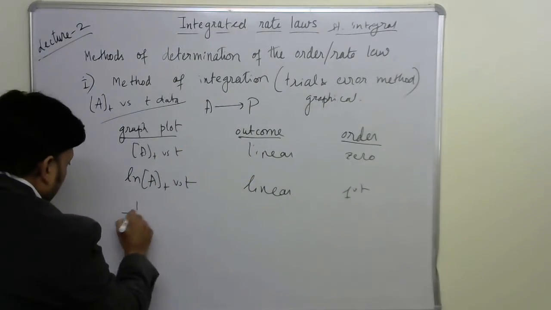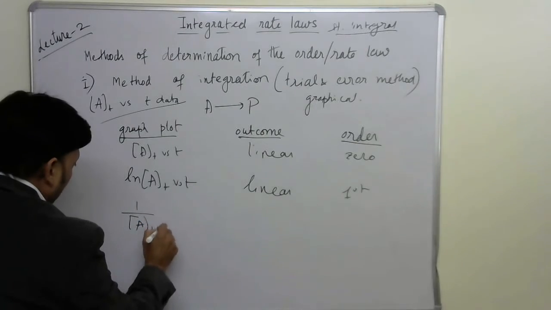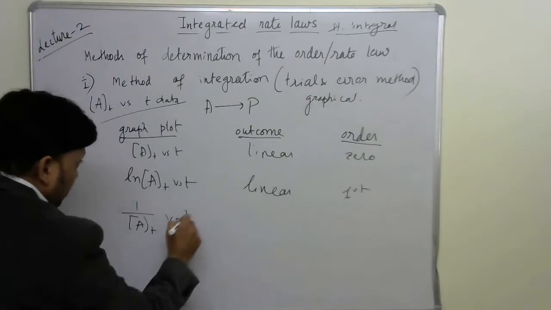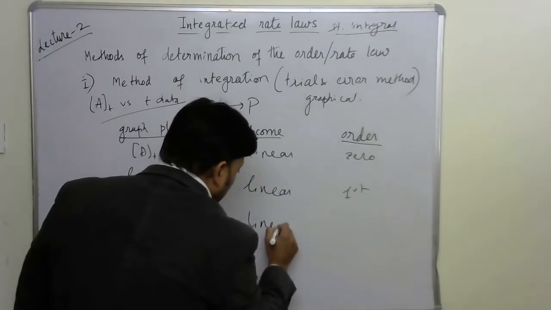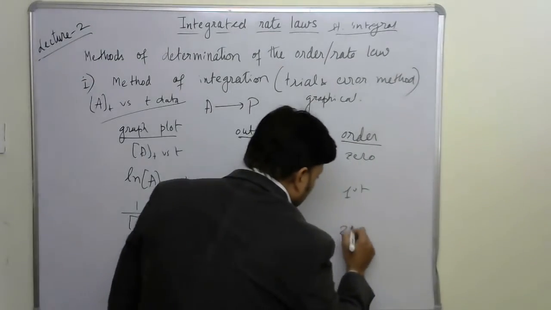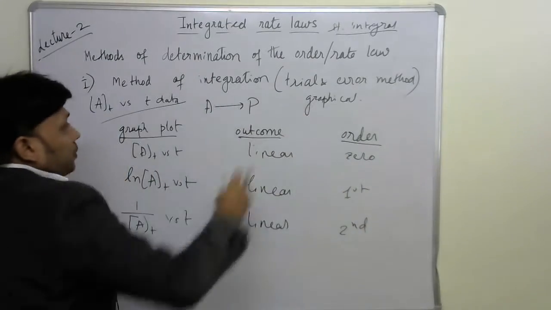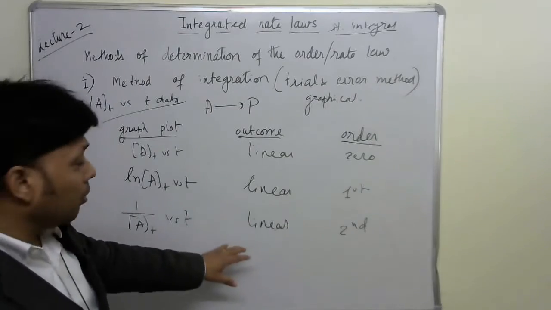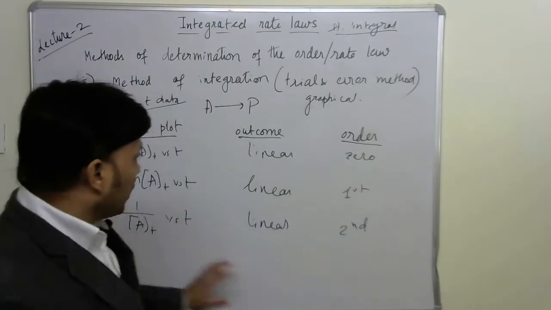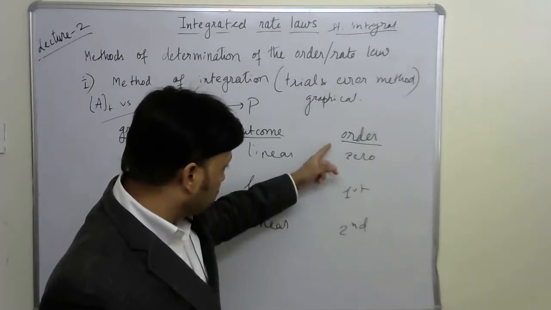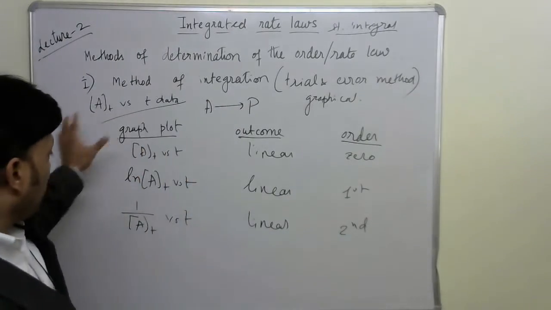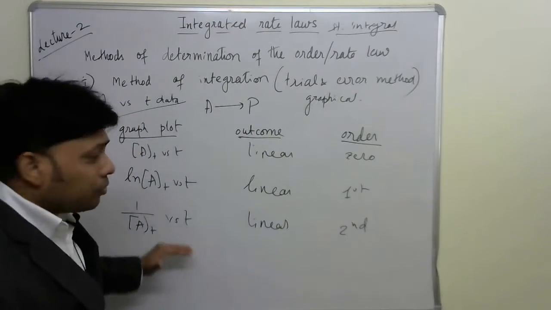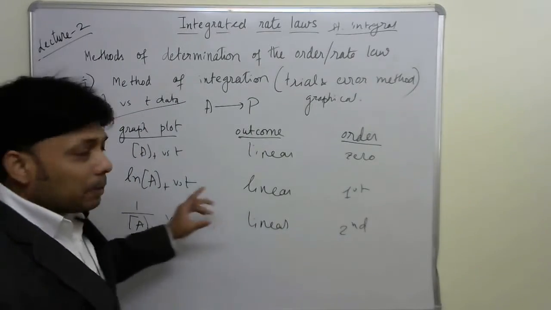Or if the graph plot of 1 over A_t versus time t happens to be linear, then the reaction becomes the second order, or it follows the second order rate law. So from this we can find out the order n, whether 0, first or second, and likewise we determine the rate laws. So this is purely a trial and error method. It depends on the best fit.